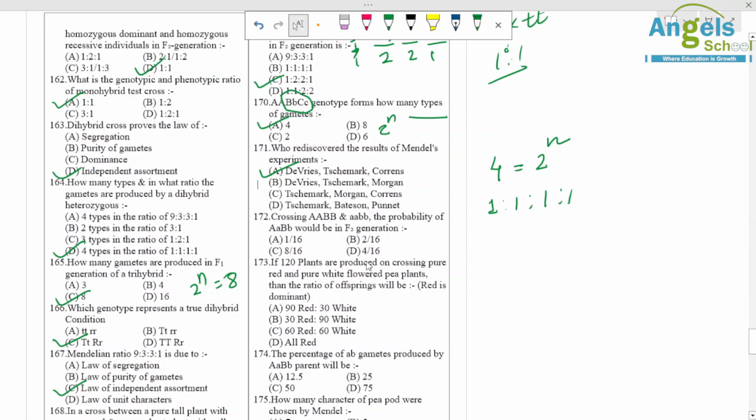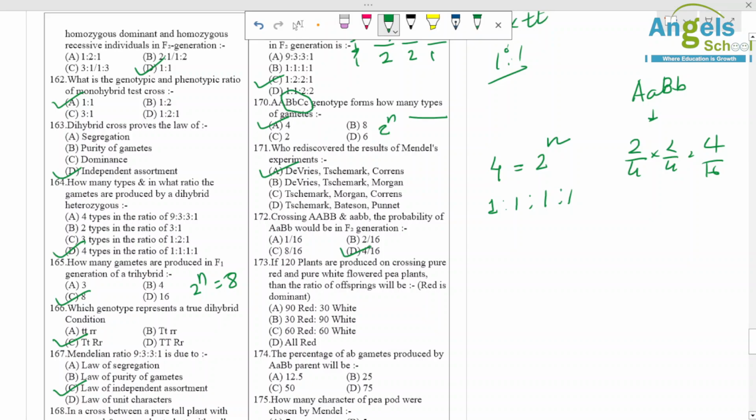Question number 172. Crossing between capital A, capital B and small ab. The probability of this in F2 generation. Okay, so first we have to find out F1 generation, that is again heterozygous, and then we have to find this progeny, so again 2/4 into 2/4, so the answer will be 4/16. Okay, so option D is correct in 172.